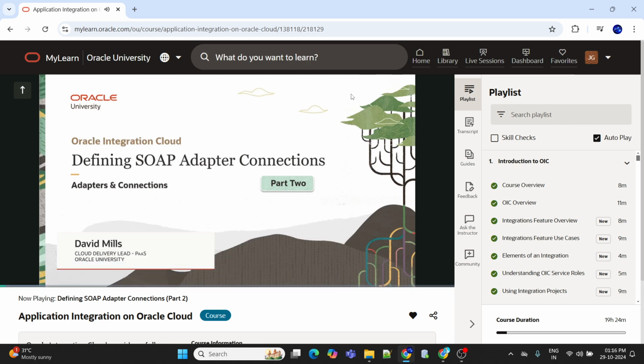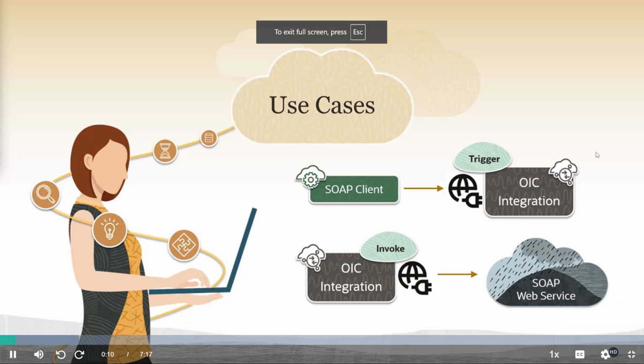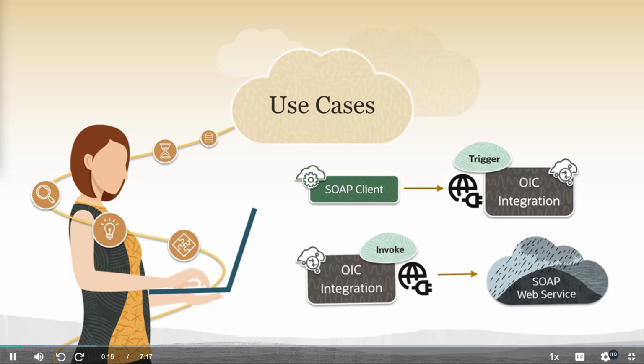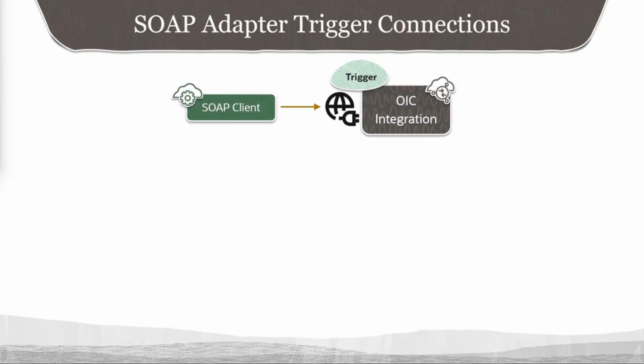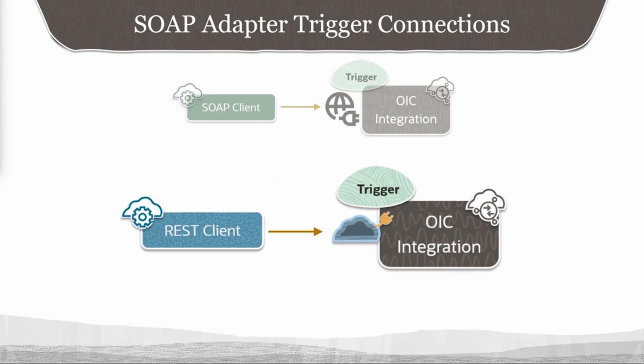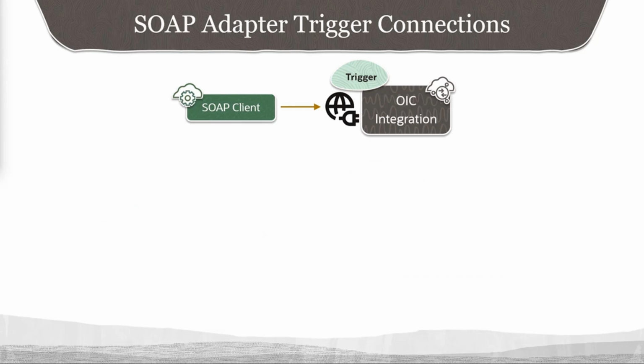Welcome back. Let's continue now with part 2 of defining SOAP adapter connections. As you recall, we have 2 types of use cases for SOAP adapter connections, and since we've already covered the invoke role in part 1, let's now switch gears to the other use case. And in all fairness, this one is not that common anymore, since most of the time when you're looking to expose an integration as a service, you're likely going to choose a REST adapter trigger rather than a SOAP trigger. However, there are still times when this may be your business requirement, so let's explore this use case.